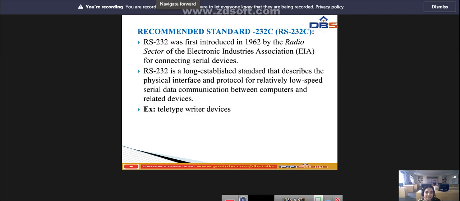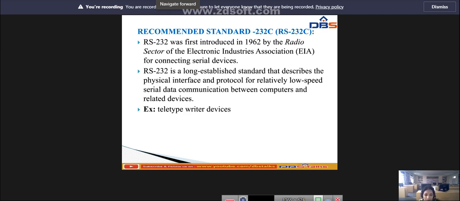Next coming to the recommended standard 232C, RS 232C. RS 232 was first introduced in 1962 by the Radio Sector of the Electronic Industries Association, EIA, for connecting serial devices. RS 232 is a long established standard that describes the physical interface and protocols for relatively low speed serial data communication between computers and related devices.